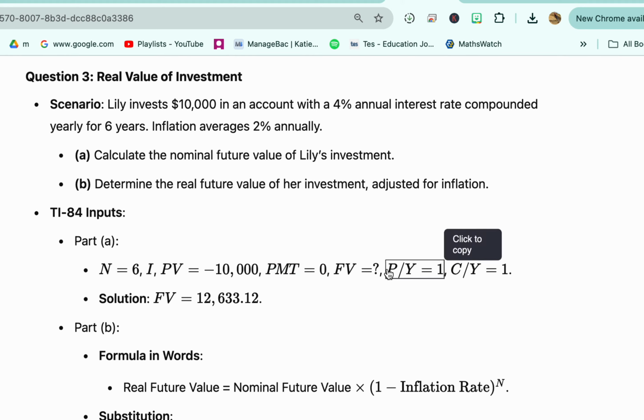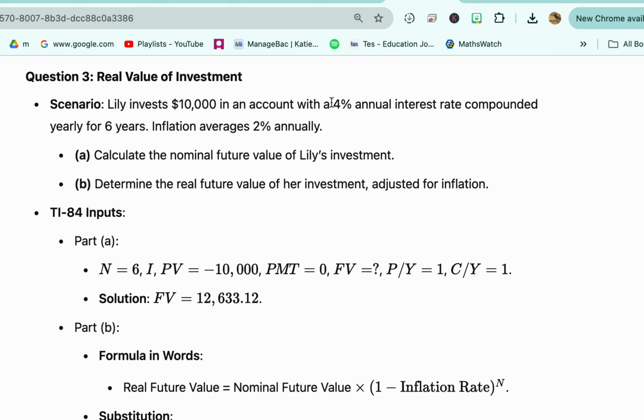So it doesn't actually matter what we write P/Y as. So in this instance, if you wrote P/Y as 12, you would then have to affect the N by writing it 72. But because the P/Y has been written as 1, N can be written as 6. So we're going to have 6.